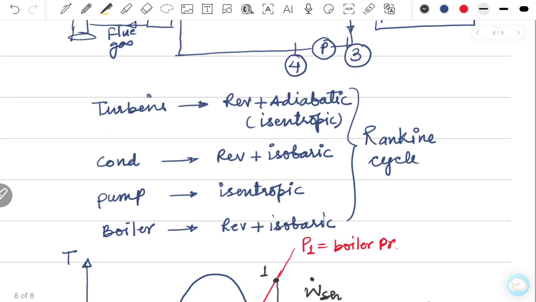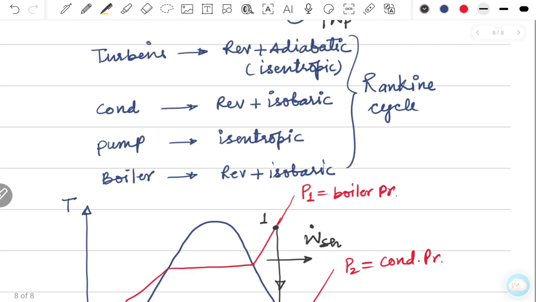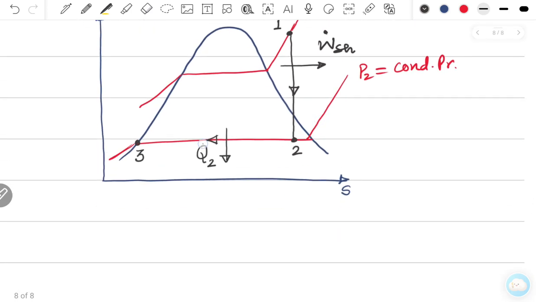Then comes the pump, where we will be supplying pump work. Let's say W dot P. So reversible adiabatic compression happens here. This is state number 4. So this is basically W dot P.